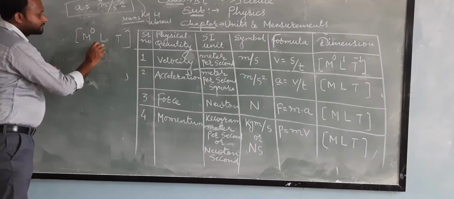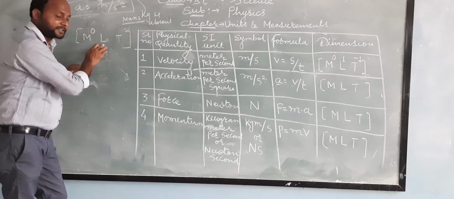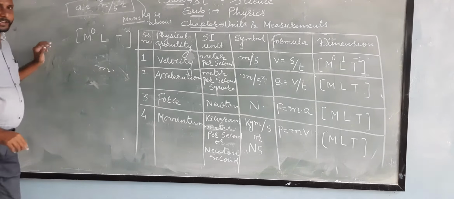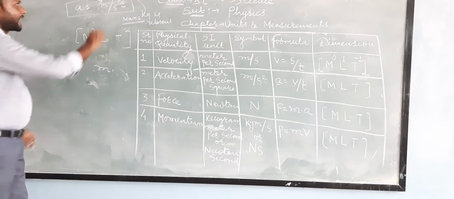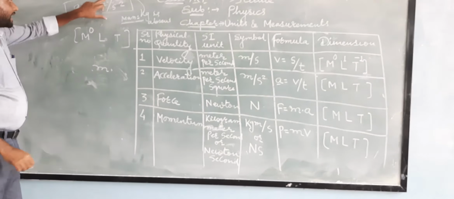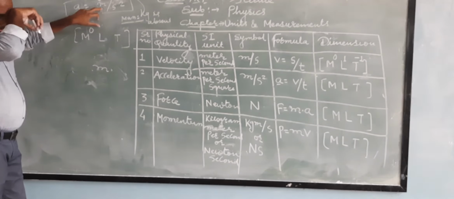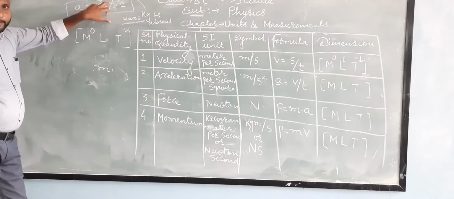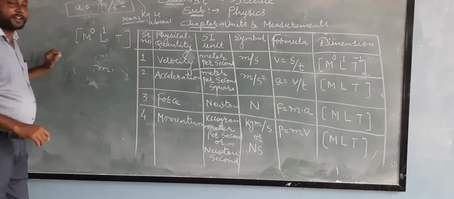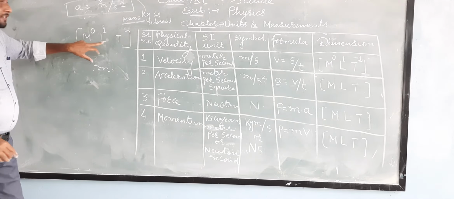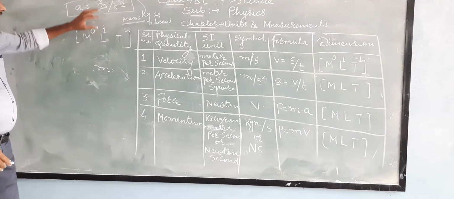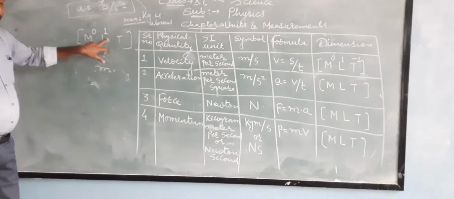Now move towards L. L stands for length, and the SI unit of length is meter. Here meter is present in the SI unit of acceleration, and there is nothing written in the power of meter. It means that there is 1 in the power of meter. So the SI unit of length is meter, meter is present in the SI unit of acceleration, and it has a power of 1.